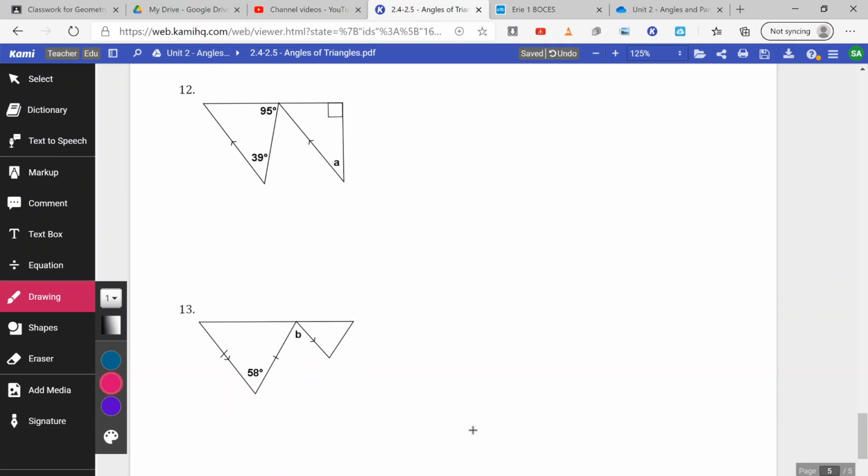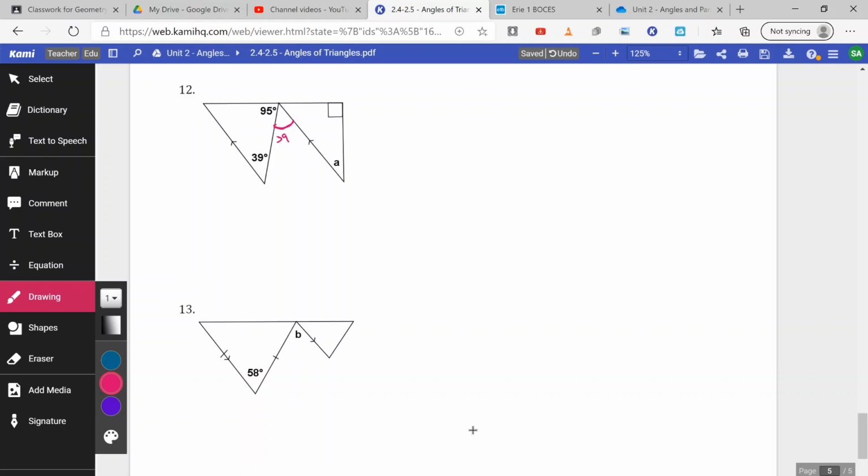Number 12. 12 again, we got a set of parallel lines. This time they're diagonal. We have a right triangle, or we have a right angle measurement of A, 95-degree angle, and a 39-degree angle. We have to figure out what A is equal to. So, how are we going to do that? Well, if I have parallel lines cut by transversal, I know this angle is going to be 39 degrees because it is alternate interior angles.